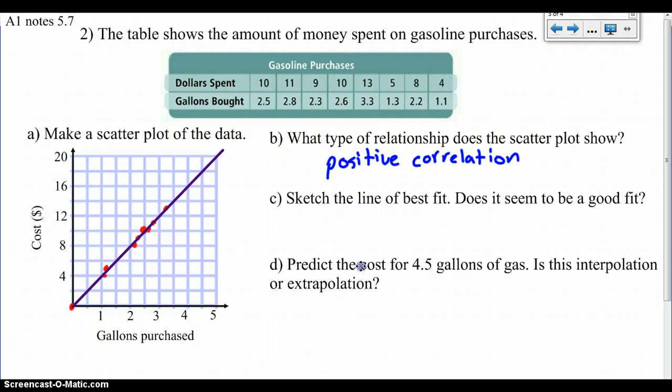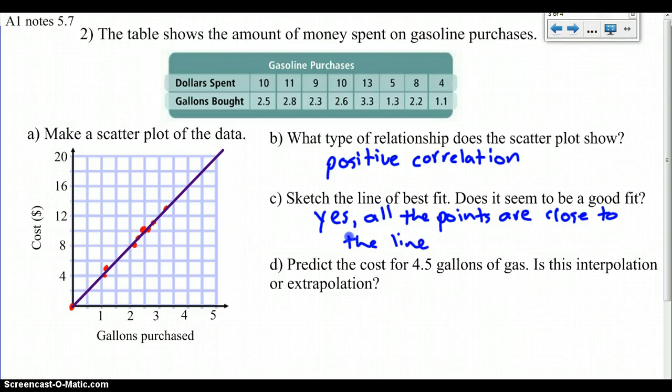Now, the question is, sketch line of best fit. We've done that. Does this seem to be a good fit? And I would say yes, the reason being that all of the points are close to the line. You can tell that some of the points are a little above, a little below, but in general they're all very close.